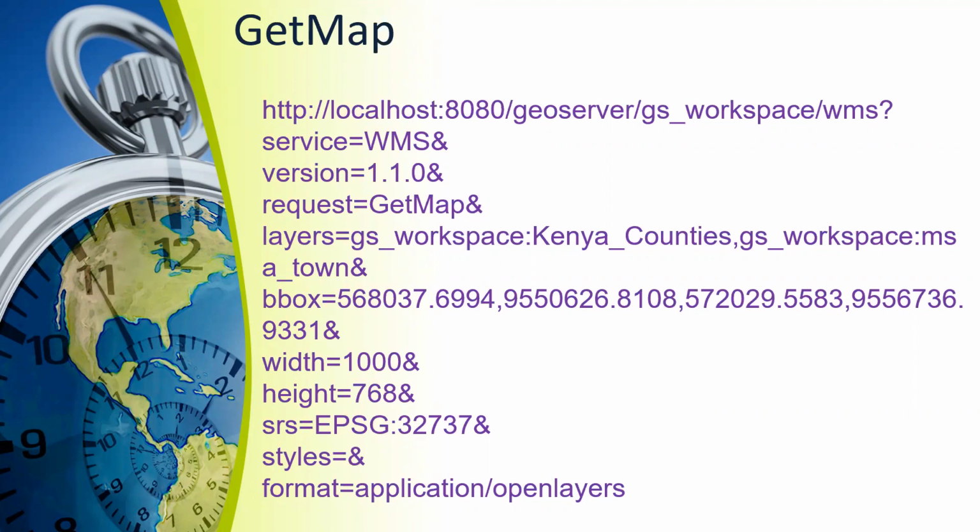Then we have the width. In this case, the width is 1,000 pixels and the height is 768. So what happens when you display this? I've stated the width is 1,000 pixels. So what happens when I display it on a screen that is smaller than 1,000 pixels? What do you think will happen? Anyone who has an idea?